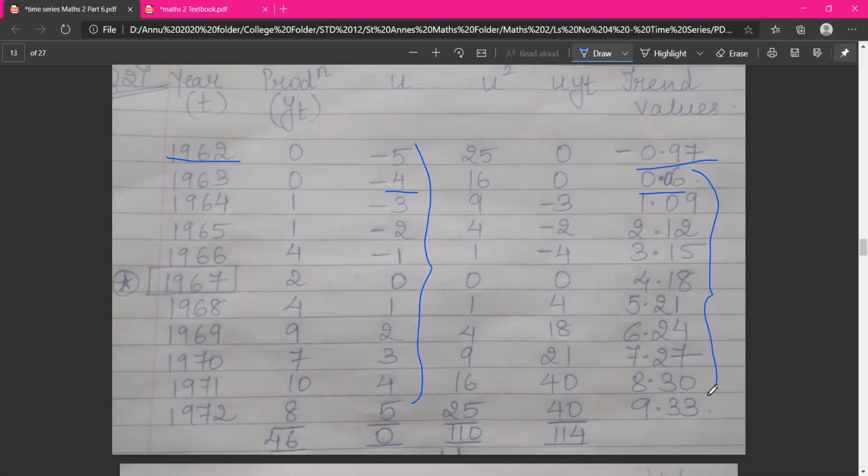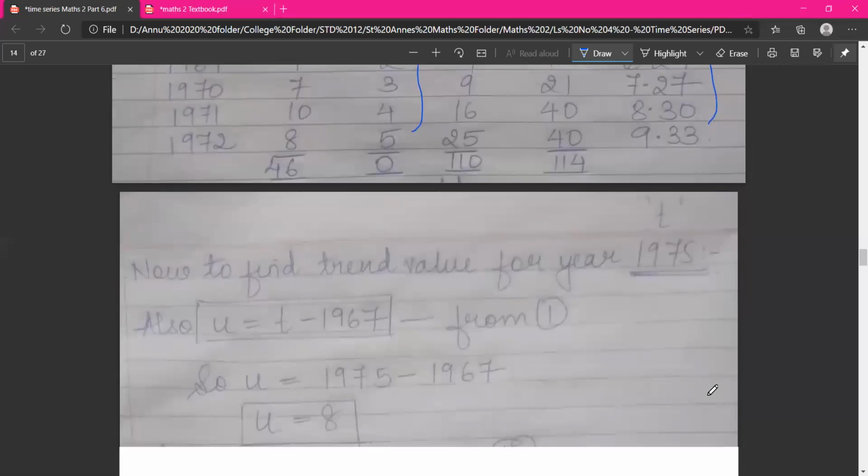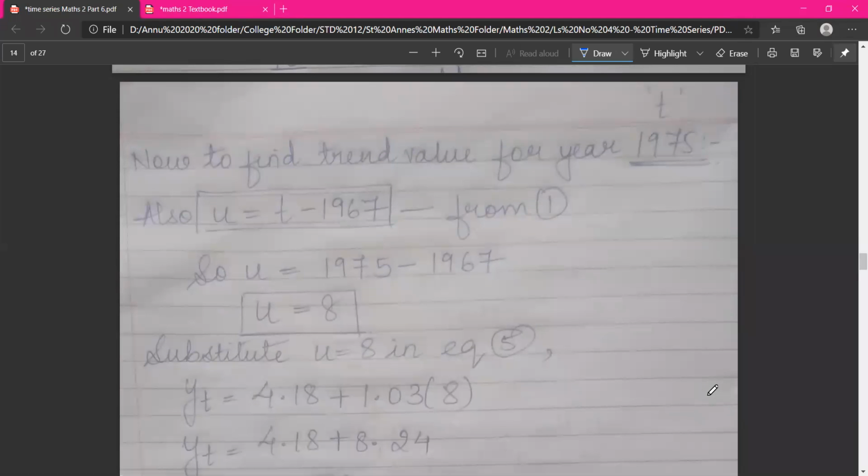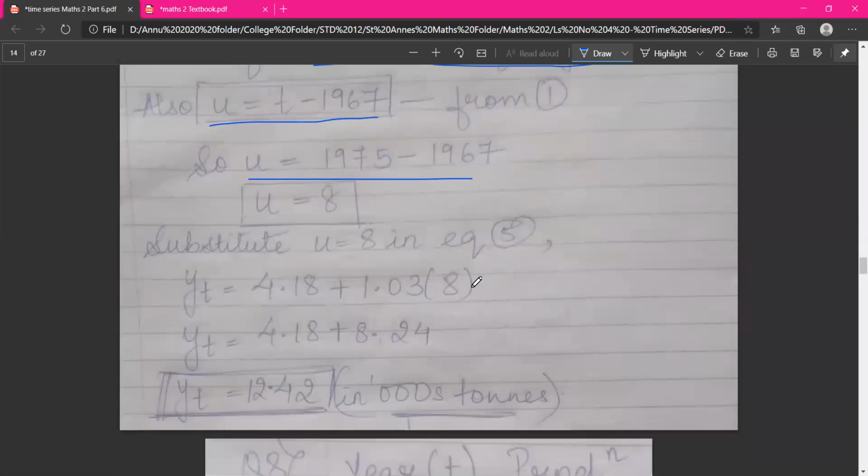Okay, class. Now finally coming towards the end of the sum. Remember, they have asked us something more as well. Find the trend value for the year 1975. So again, what is the value of 1975? T. But we have changed T into U. So what was our formula for U? U is equal to T minus 1967. So we'll find out the value of U, 1975 minus 1967. So I got the value of U as 8.